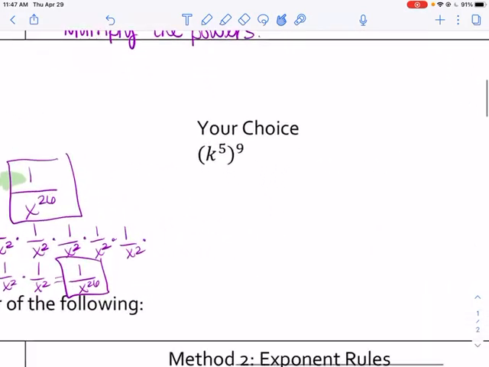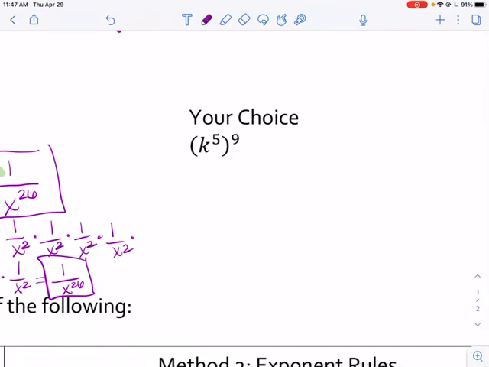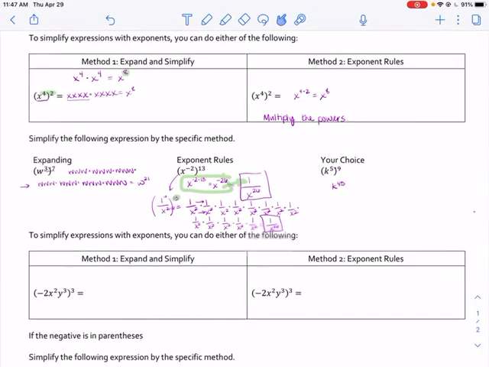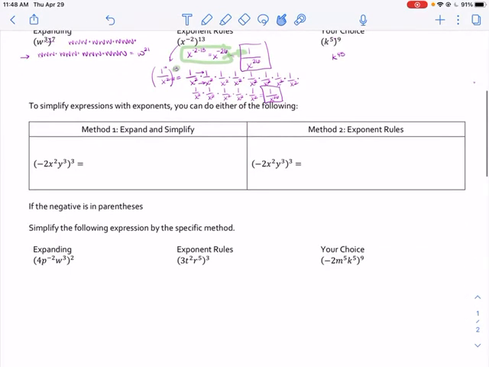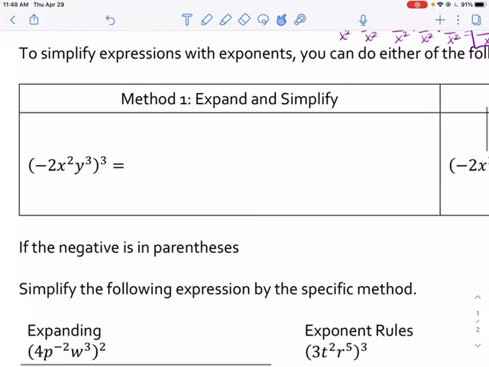Okay, for this one, you can do your choice. And my choice is, I'm just going to multiply them this time. I have written enough. So because I multiply the powers when it's a power raised to a power, I'm going to do k to the power of 5 times 9. I wrote my little times there. And it equals k to the 45th. You can always expand it out. If you are like, wait, that doesn't make any sense, you can expand it out and verify and make sure.